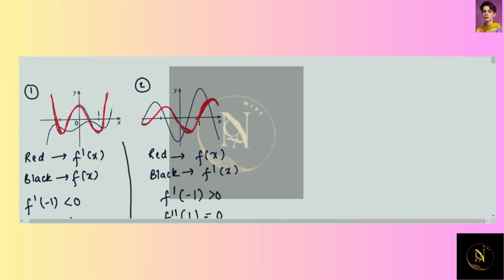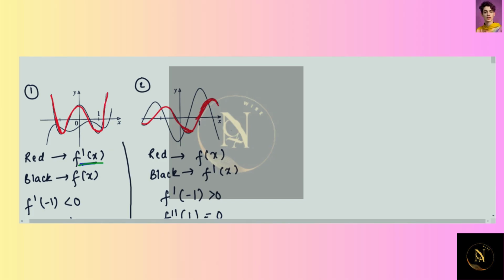We can see in graph 1, we are given red and black curves, right? So the red curve shows us the maxima. That's why it will be f dash of x, alright? So we can easily say this is f dash of x. Now moving to the other graph, we just identify which is f of x and which is f dash of x, right?